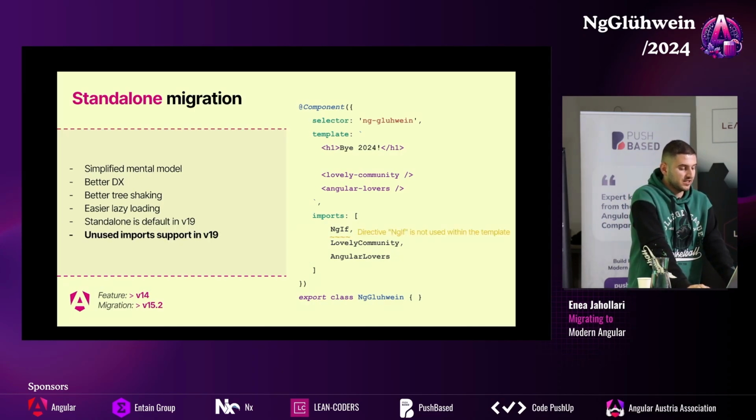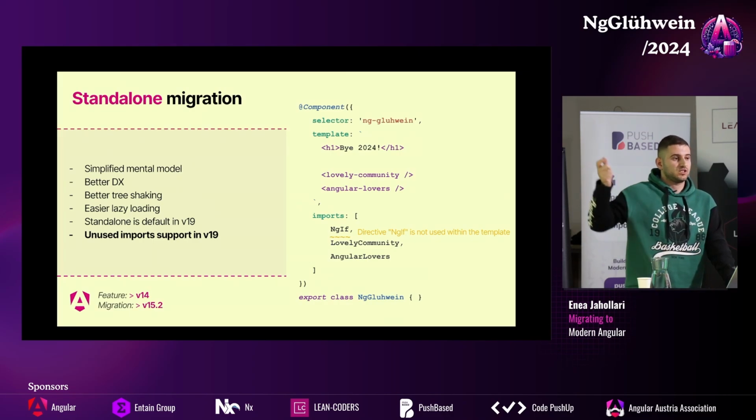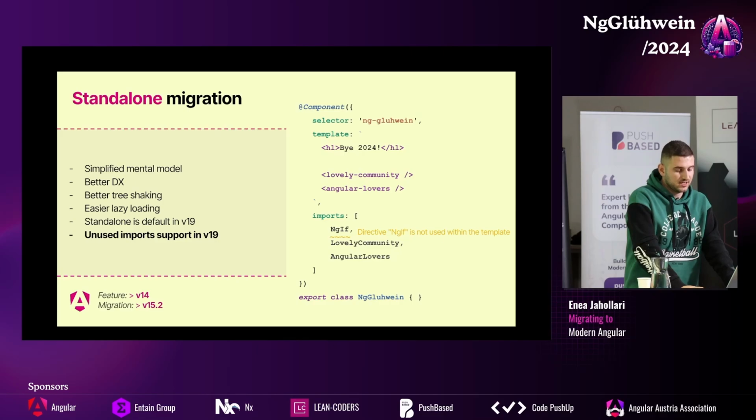And of course, in v19, you also get a warning on your VS Code or the compile output where you can see what kind of imports were unused in the template. So now you will see basically what you can remove from that imports array. And that's, I think, one of the best features that Angular has released when it comes to standalone. Not yet.